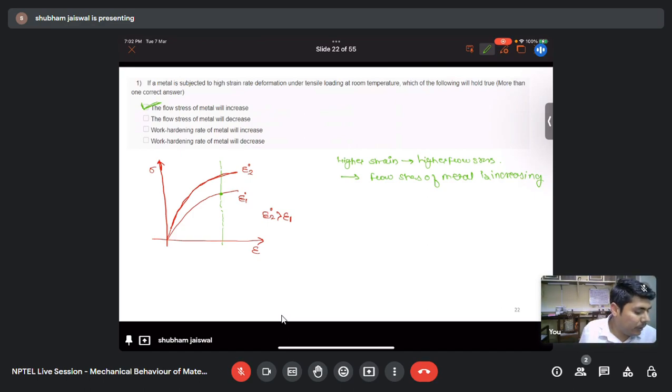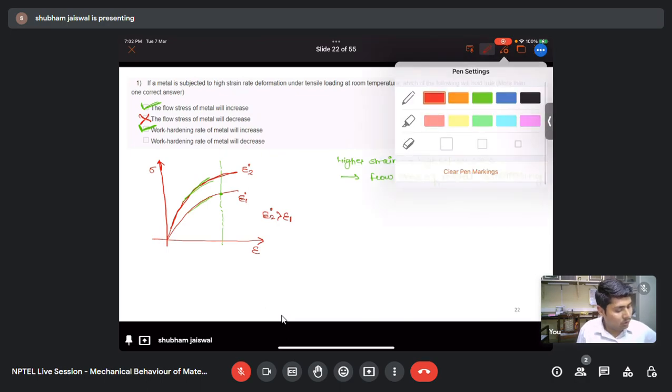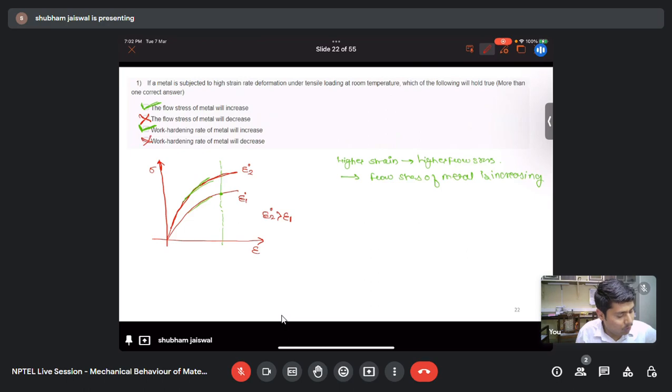If the flow stress of metal will increase, then the second, by default, will be wrong. This is not correct. Now, the work hardening rate of metal will increase. Here, from the figure, you can see that the work hardening rate is increasing with the higher strain rate. So, this one is also correct. The fourth one will be the wrong one because they are saying the work hardening rate of the metal will decrease. So this will not be the correct option. So only the first and third one will be correct.